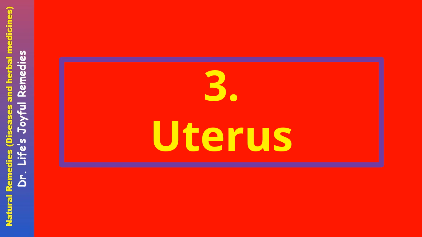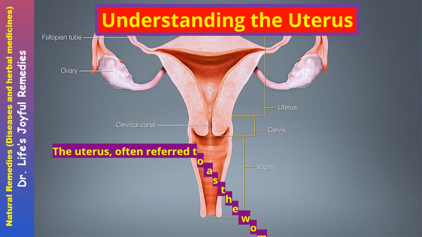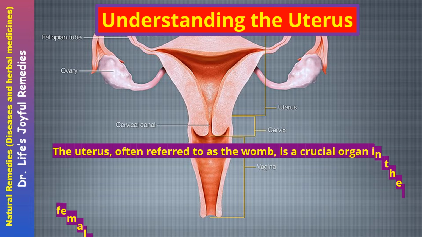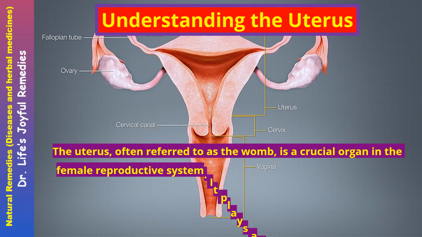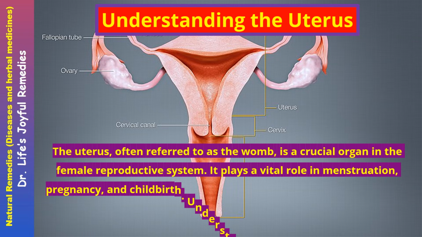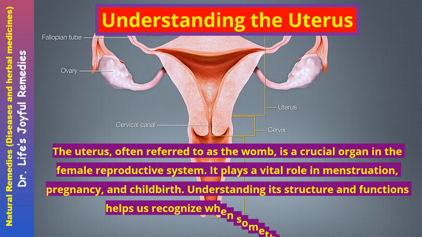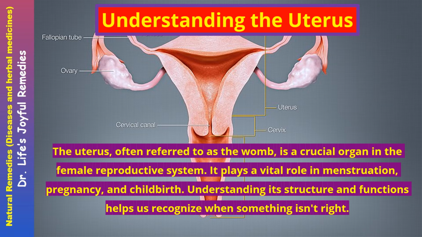3. Uterus. Understanding the uterus. The uterus, often referred to as the womb, is a crucial organ in the female reproductive system. It plays a vital role in menstruation, pregnancy, and childbirth. Understanding its structure and functions helps us recognize when something isn't right.